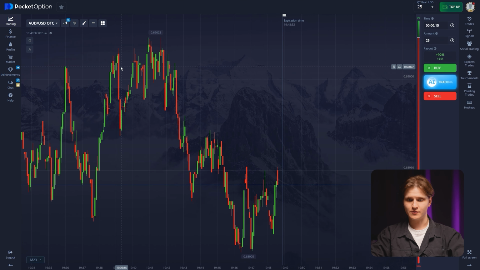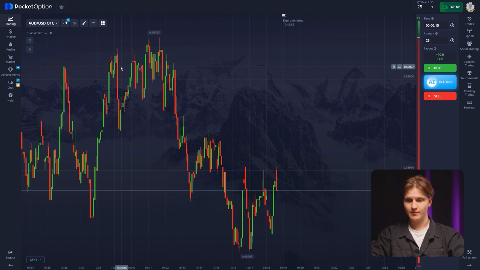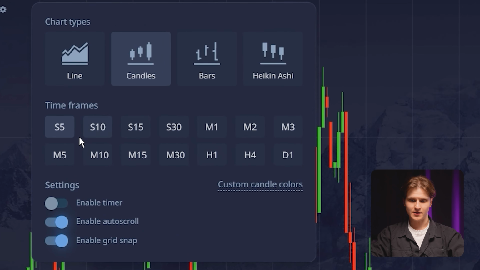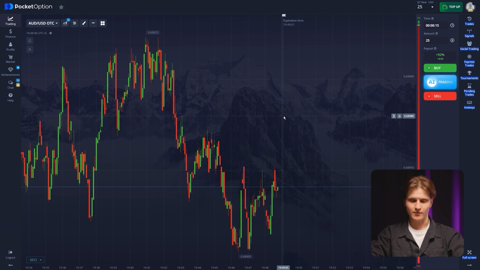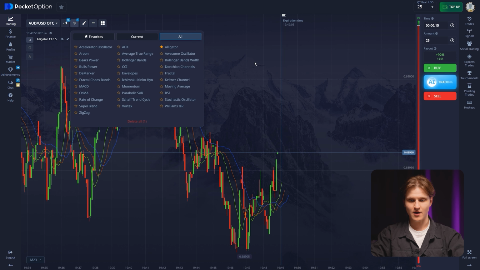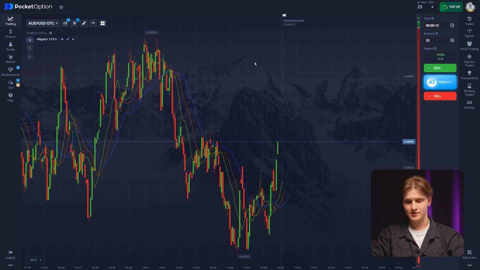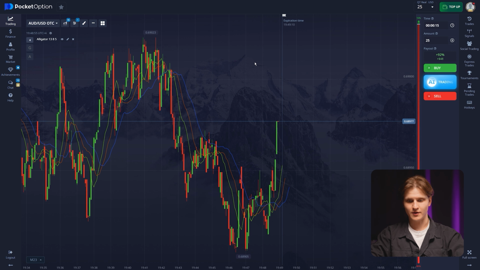So today we're going to analyze an uncomplicated strategy for beginners. To do this, let's set up the workspace. First, let's set the time frame to 5 seconds and the expiry time to 15 seconds. And most importantly, today I will analyze the market using the alligator indicator. It will help you make decisions in this market. This is one of the indicators that I more often recommend to beginners.